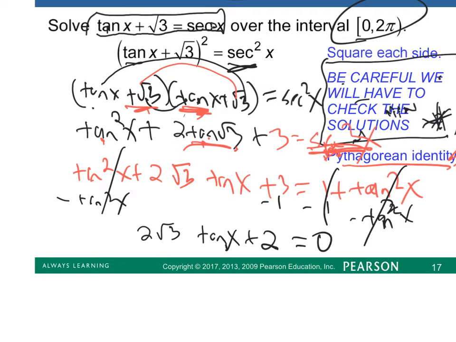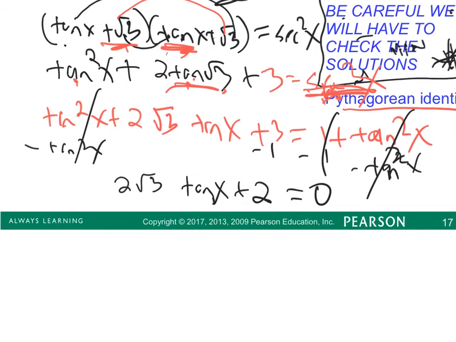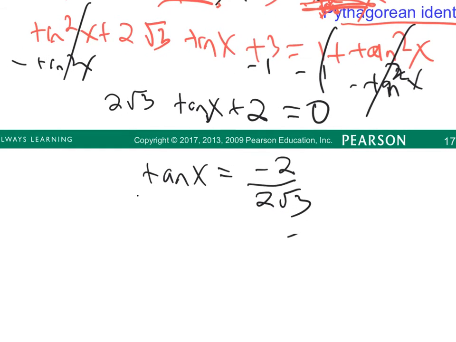Well, that looks a lot simpler. Get everything on one side. Tangent of x equals negative 2 over 2 square roots of 3. The 2's cancel. I'm left with negative 1 over square root of 3. That looks familiar. I've seen square roots of 3's with a 1 before. The problem is, let's see. Yeah, tangent is opposite over adjacent.